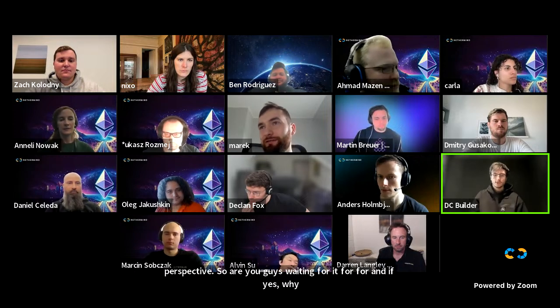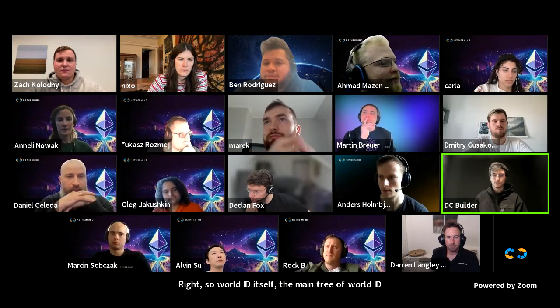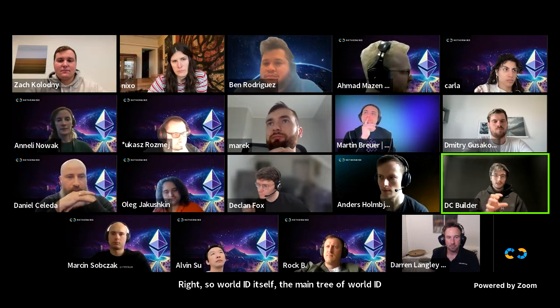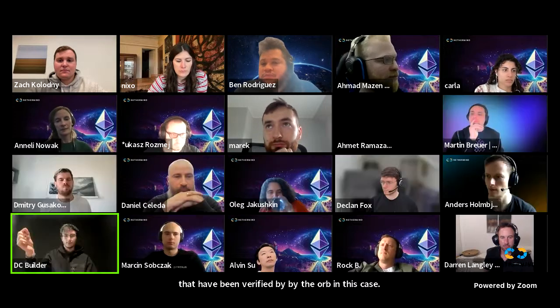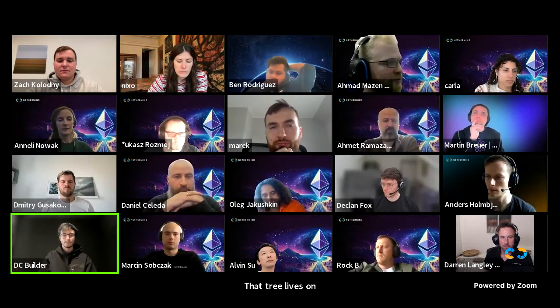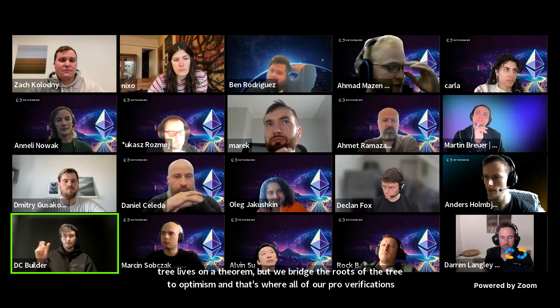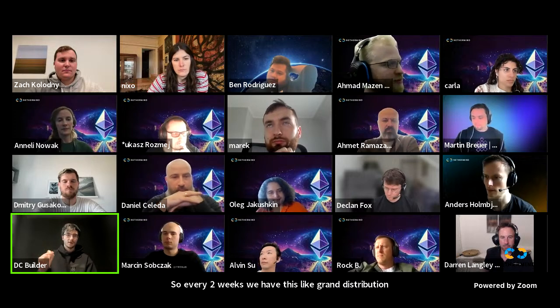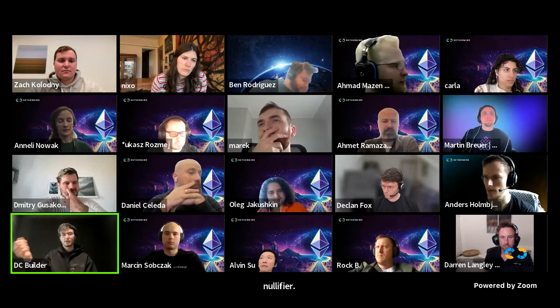Yep. So essentially, we are deployed on Optimism mainnet. World ID itself, the main tree of World ID users, is essentially a Merkle tree of public keys of users that have been verified by the orb. That tree lives on Ethereum, but we bridge the root of the tree to Optimism, and that's where all of our proof verifications happen. Every 2 weeks, we have this grand distribution where people can verify a World ID proof and verify a nullifier. It just represents the given action that they're verifying. In this case, it's a claim of a grant.